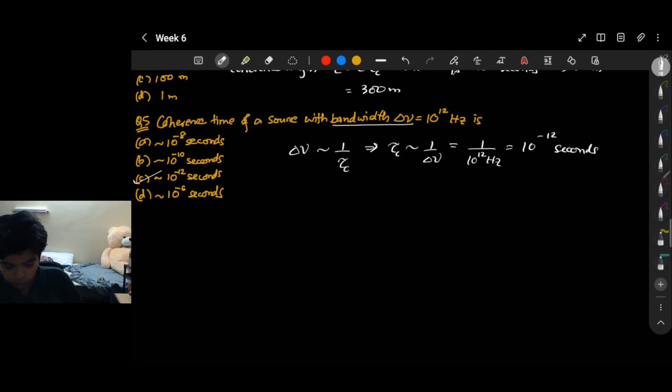So I hope these two questions on coherence time and coherence length are clear. You would get such simple questions in your quiz and assignment as well. Simple numericals where you find out the coherence length given the coherence time, or the bandwidth from the coherence time, stuff like this.